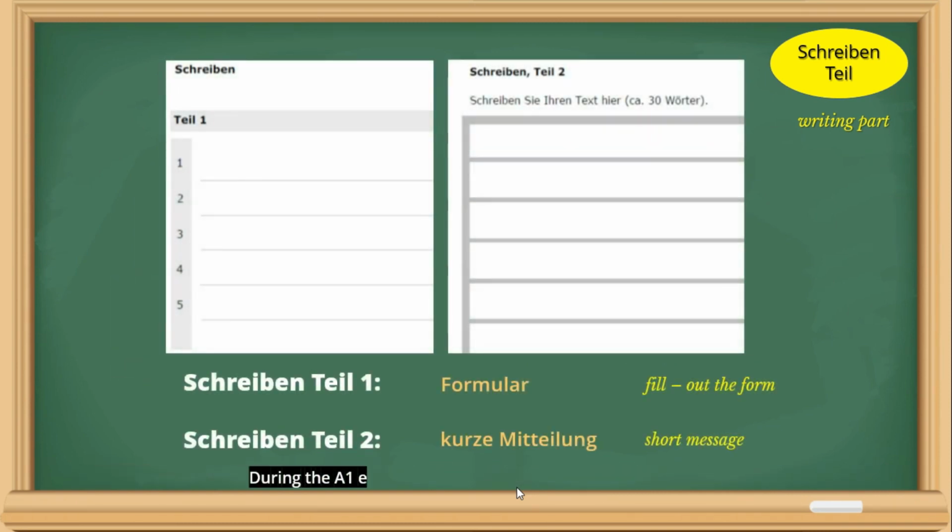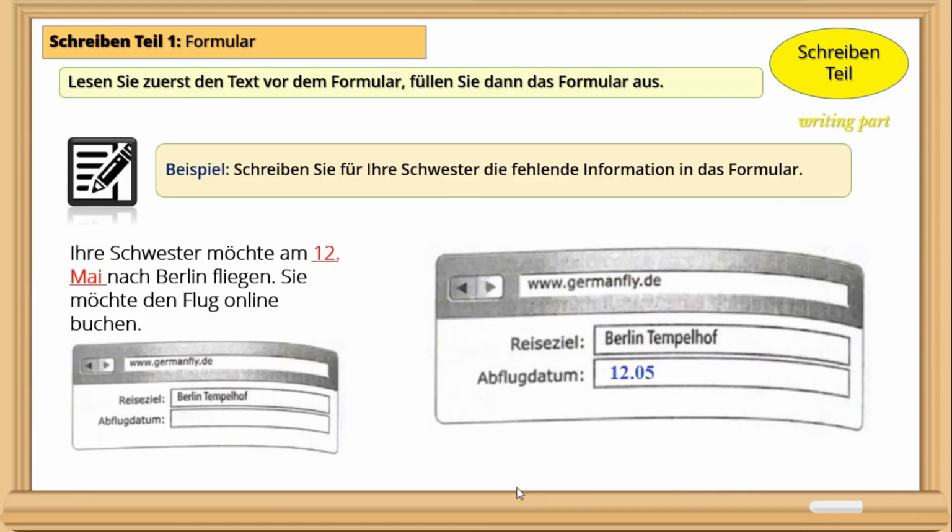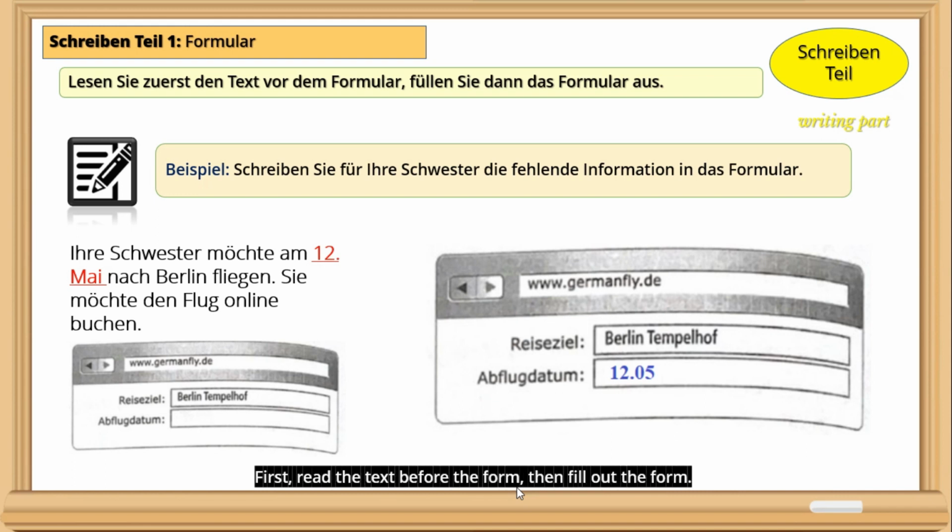During the A1 examination, the writing part lasts 20-25 minutes. First, read the text before the form, then fill out the form. Here is an example for Schreiben Teil 1.